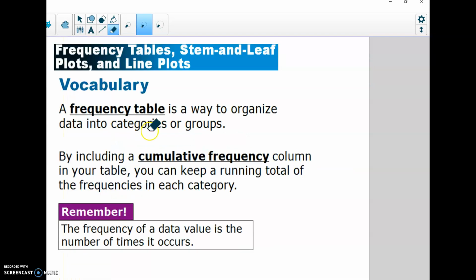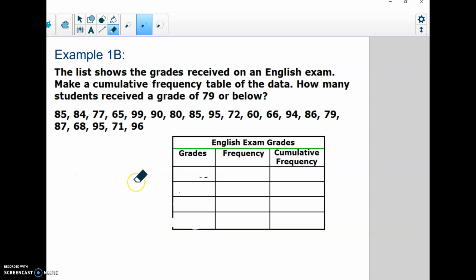Alright, first thing we're going to do is a frequency table and then a cumulative frequency table. Don't write the definitions, just above what we're making, write what the name of it is. So the first thing we're going to do is make a frequency table and then we'll turn it. Okay, so this is grades that people received on an English test.